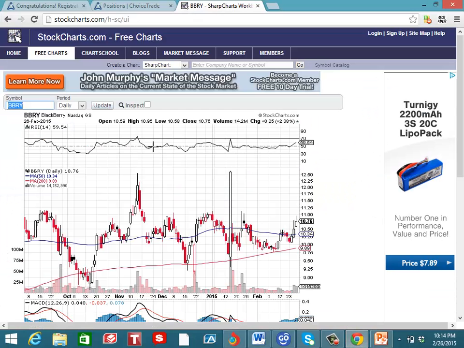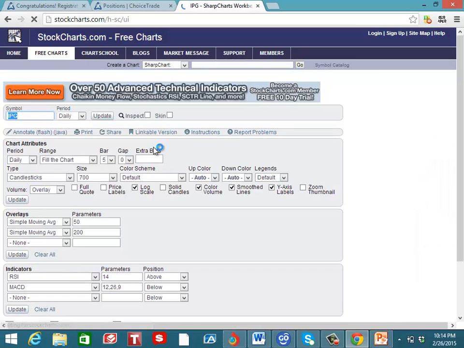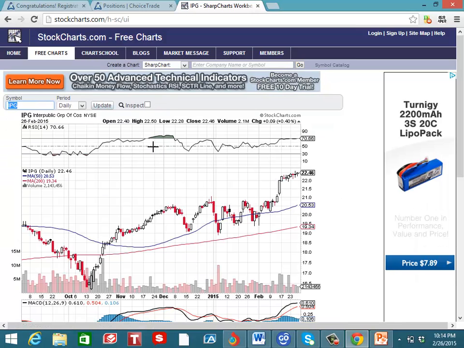For example, we had one with IPG, and you can see these real nice lows hitting off resistance, the lows getting higher, and now we had a breakout to the upside. So when it's in this area, that's where you want to play the straddle.